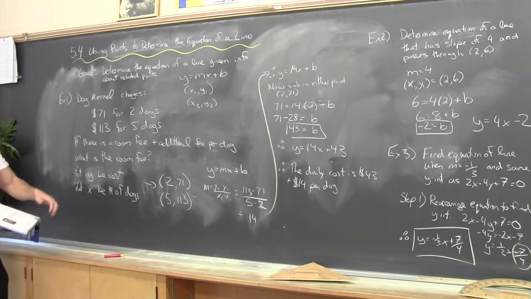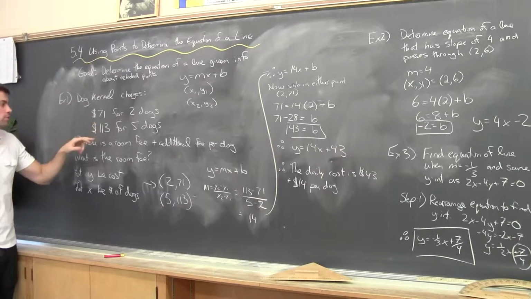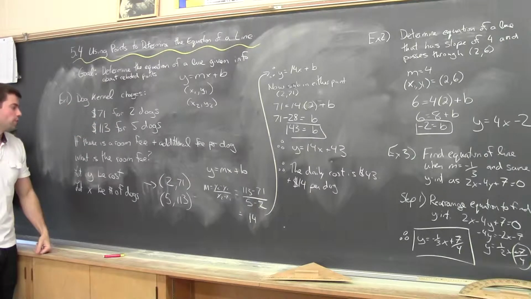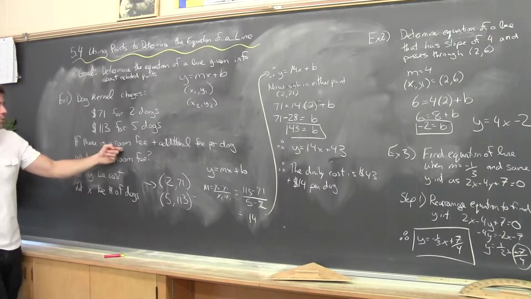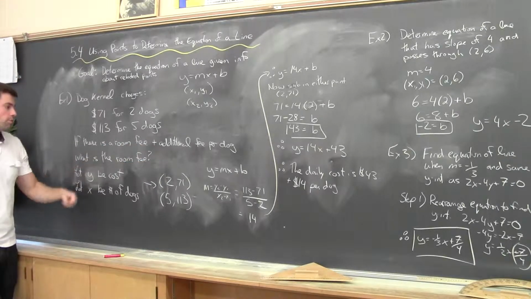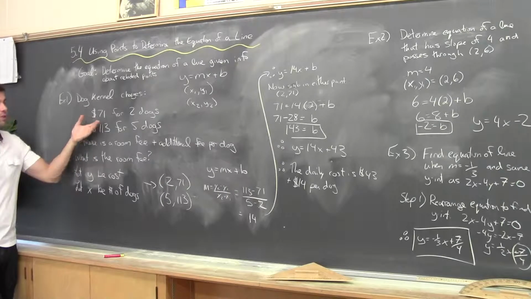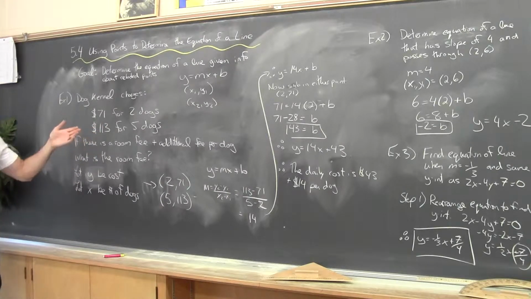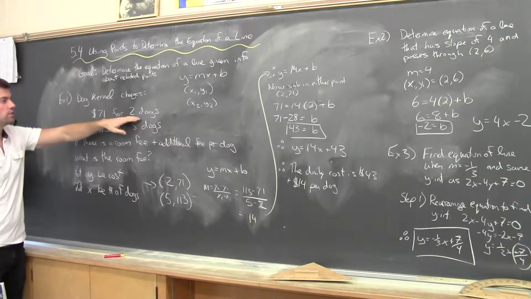It says a dog kennel charges $71 for 2 dogs and $113 for 5 dogs. So there's a room fee plus additional fee per dog. What is the room fee if that's the case? So they're charging a flat rate to rent the suite and then additional money for the dog.